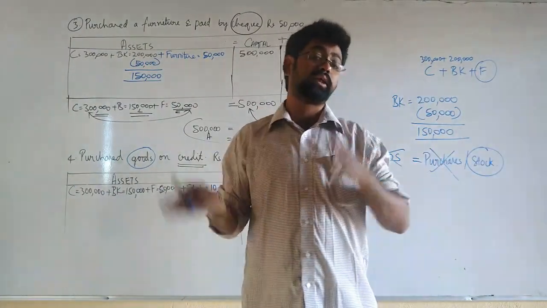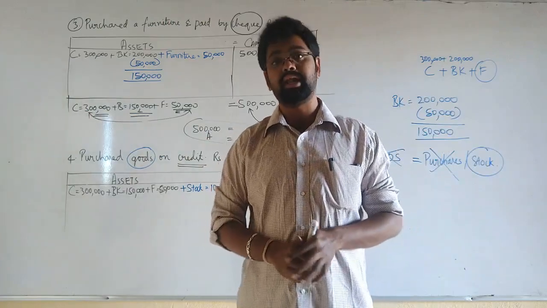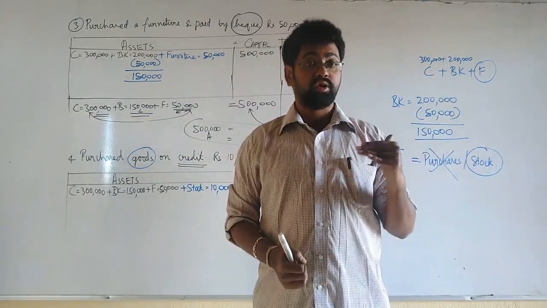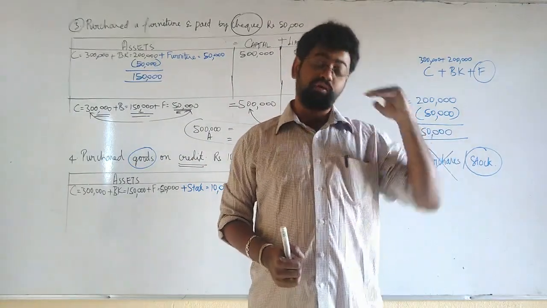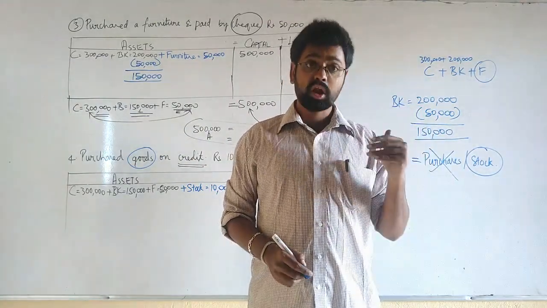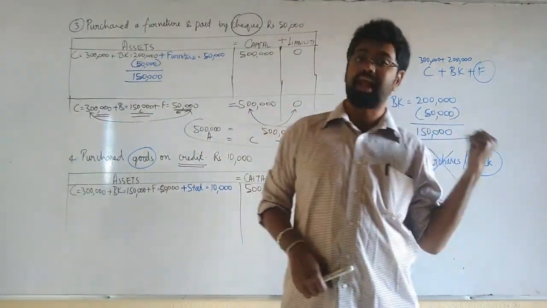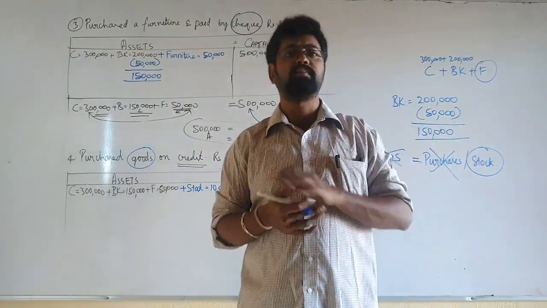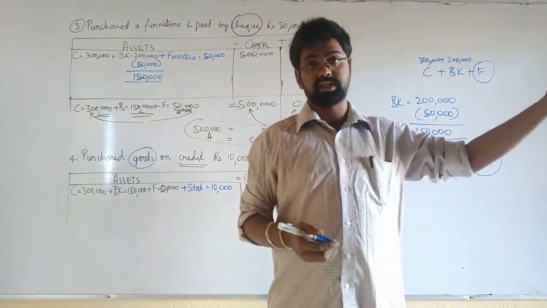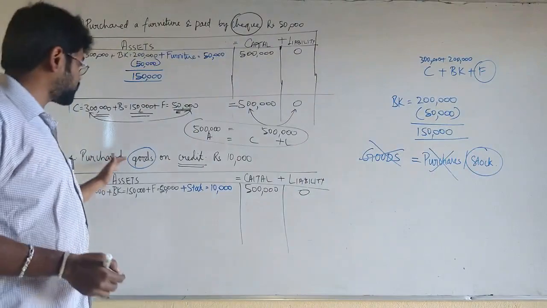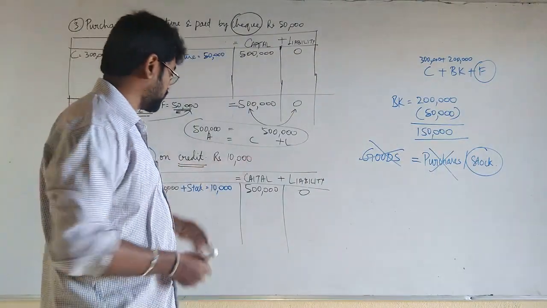So go back to your first chapter and see what is the meaning of liability. The word liability means any obligation or debt of the business. Okay, any obligation or the debt of a business is called a liability. It is nothing but a promise that the business is making to the other person, to the seller of the goods. So here we are purchasing the goods on credit worth rupees 10,000.